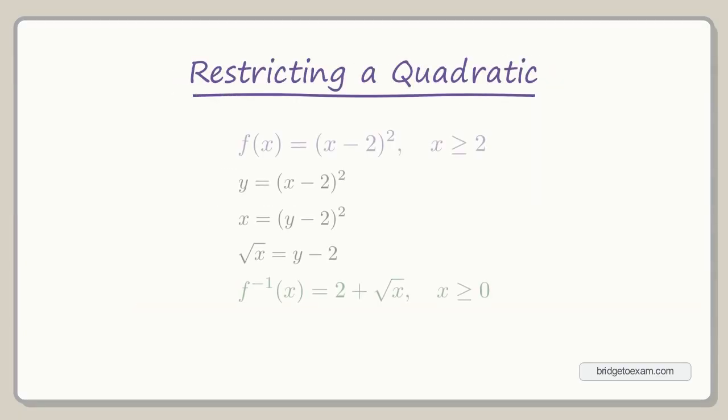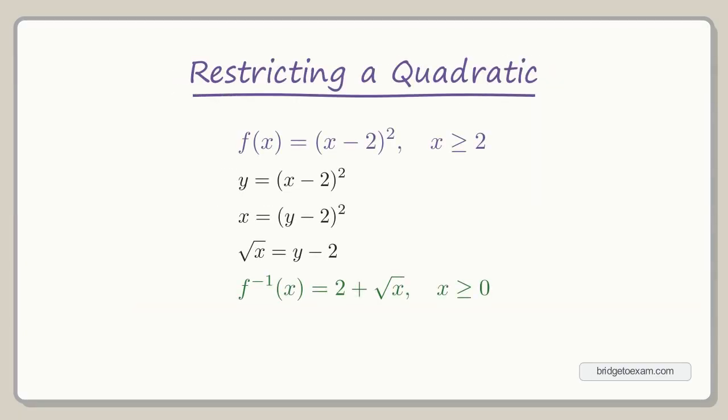Let f of x equal (x minus 2) squared with domain x greater than or equal to 2. Write y equals (x minus 2) squared, swap variables, and solve. Because the original domain keeps the right half of the parabola, take the positive square root. The inverse is 2 plus the square root of x, with domain x greater than or equal to 0.